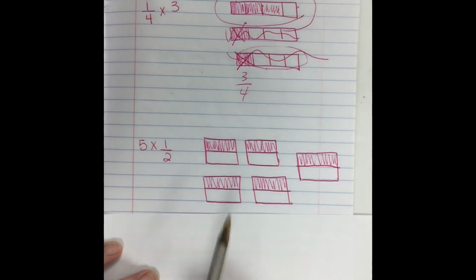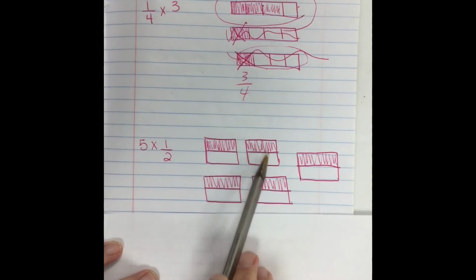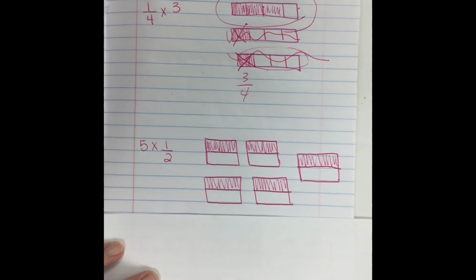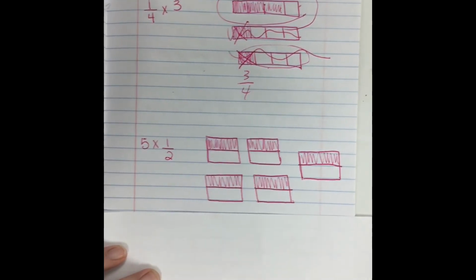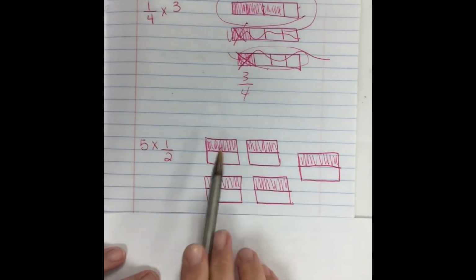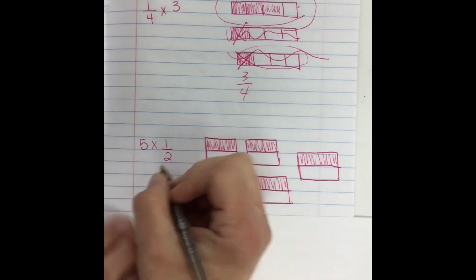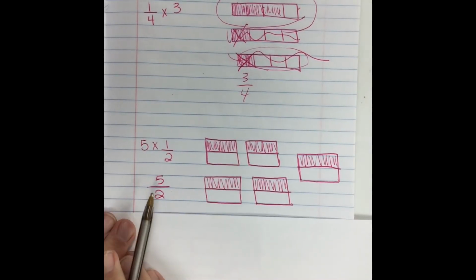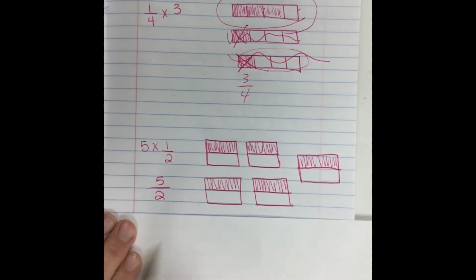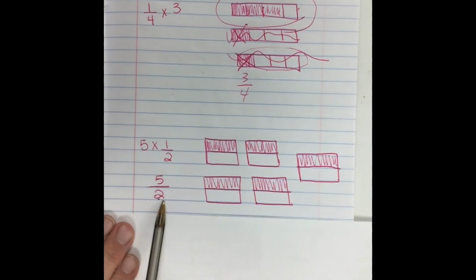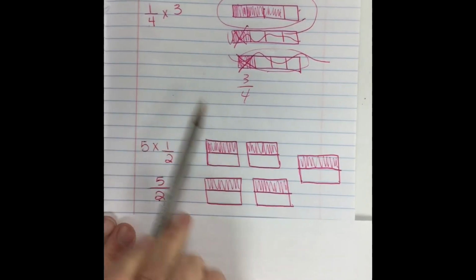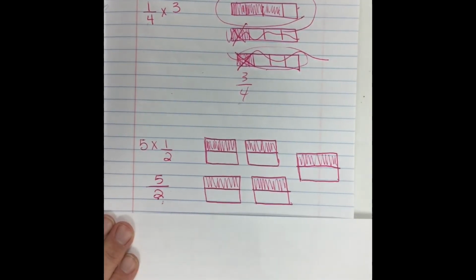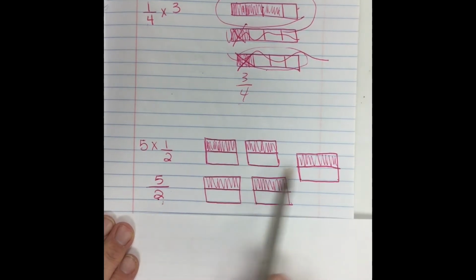All right, so now this is 1 out of 2, 1/2, 1/2, 1/2, 1/2, and 1/2. All right, so I have 5 models with a half shaded in each one of them. So I have 1, 2, 3, 4, 5 halves. I have 5 models shaded in half. Okay, so you notice my denominator is staying the same, right? The denominator stayed the same because that's how many pieces are in each model. Each model has 2 pieces.